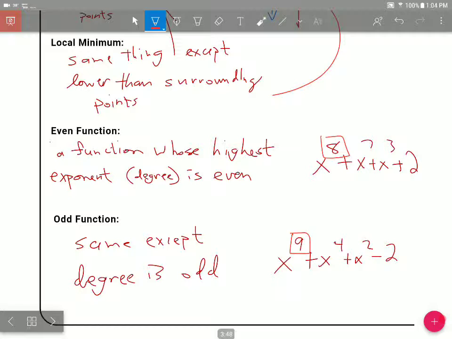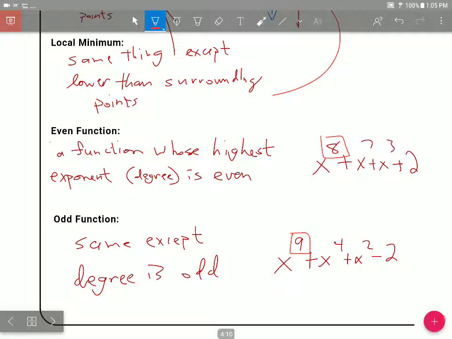The biggest reason they distinguish between these two is even functions tend to do the same types of things on graphs, and odd functions tend to do the same things on graphs. So even functions tend to go both the same direction. Like they both go up or they both go down.